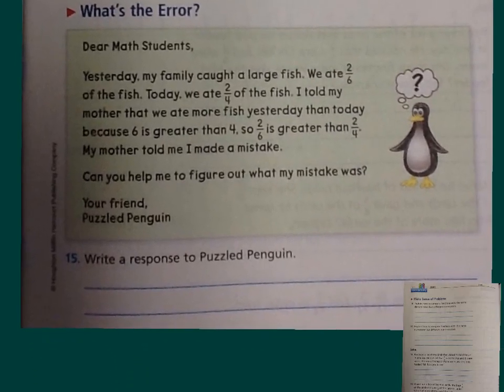Okay, and I want you to think about Puzzled Penguin here real quick. It says, yesterday his family caught a large fish. They ate 2/6 of the fish. Today we ate 2/4 of the fish. I told my mother that we ate more fish yesterday than today, because 6 is greater than 4. So 2/6 is greater than 2/4. My mother told me I made a mistake. I want you to write in the response there as soon as the lesson's over.